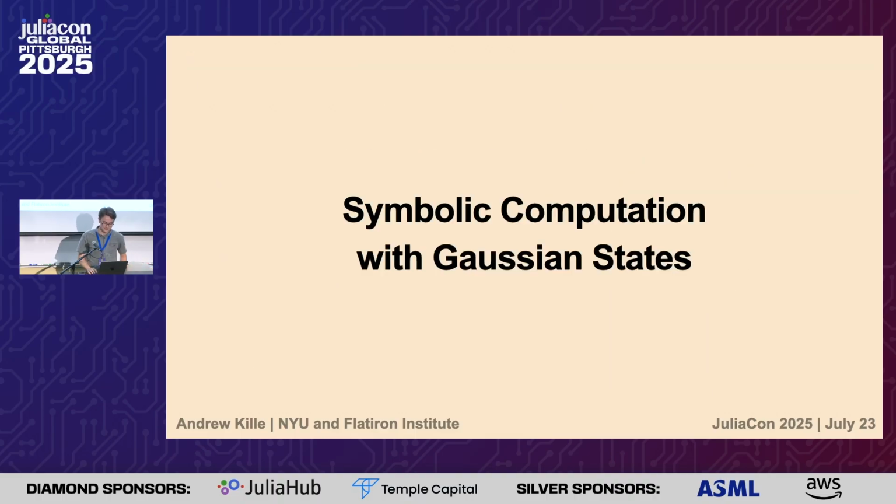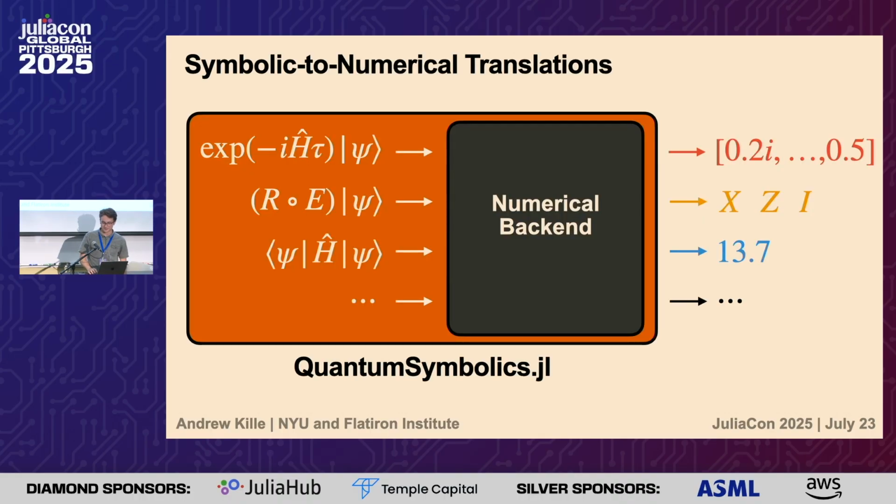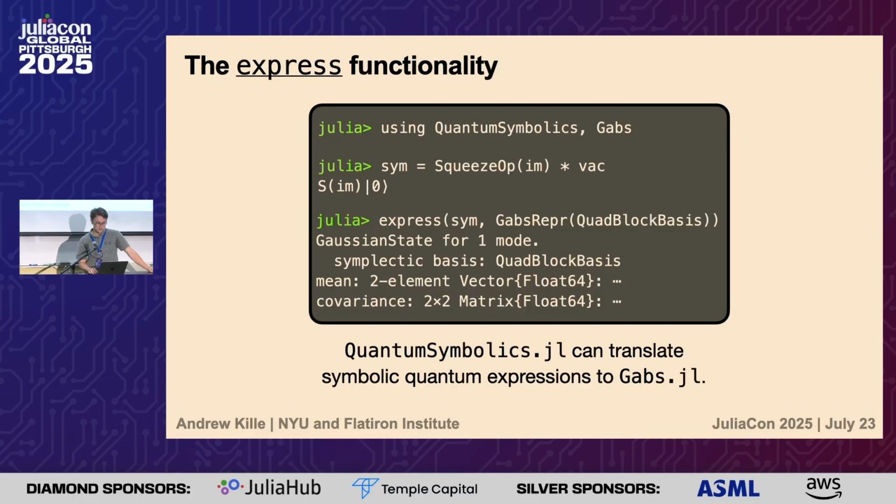I guess to talk about another feature, you can do symbolic computation. I talked about this earlier in the talk, but I'll discuss it again, where you can set up these symbolic quantum expressions and then convert them to your numerical backend of choice. Of choice meaning the backend supported in this package called QuantumSymbolics. And Gabs is supported with QuantumSymbolics. So here I'm taking a symbolic expression of a squeezed state times a single mode vacuum state, and then I can translate it over to Gabs. Or if I want to translate it over to a state vector formalism, I can do that as well.